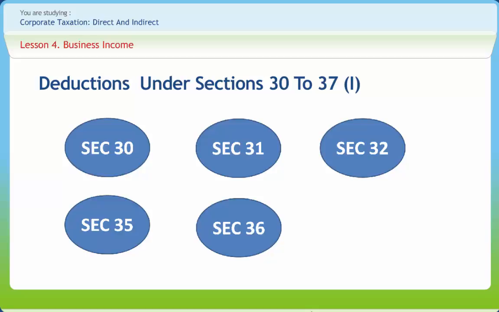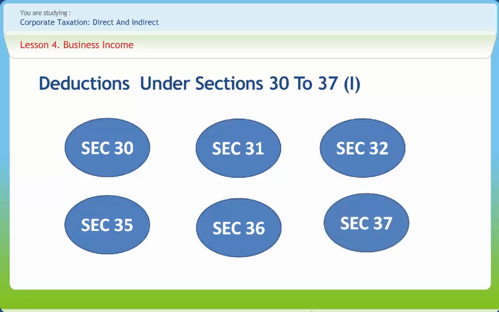Deduction in respect of revenue expenditure for promoting family planning amongst its employees is allowed as deduction, and in case of capital expenditure, 1/5 of expenditure incurred is allowed as deduction in 5 equal installments.